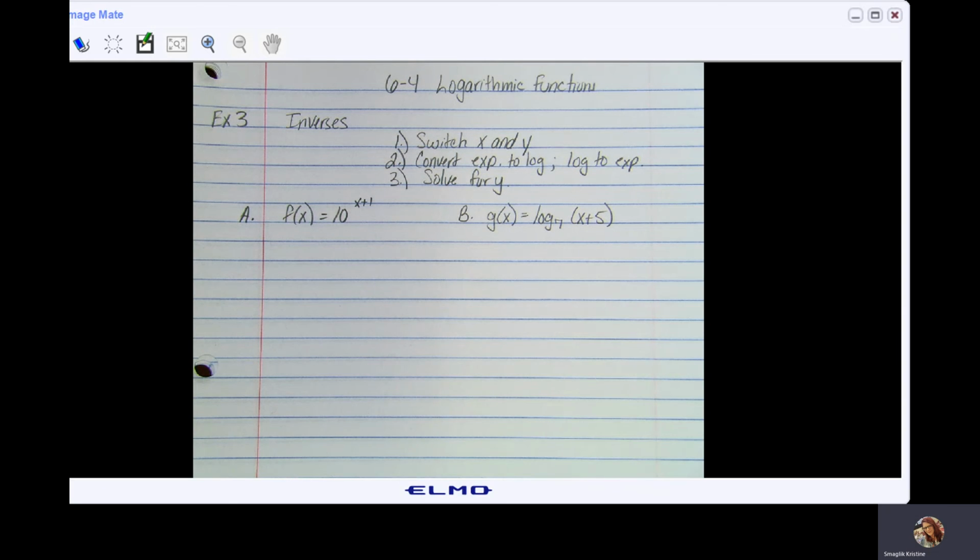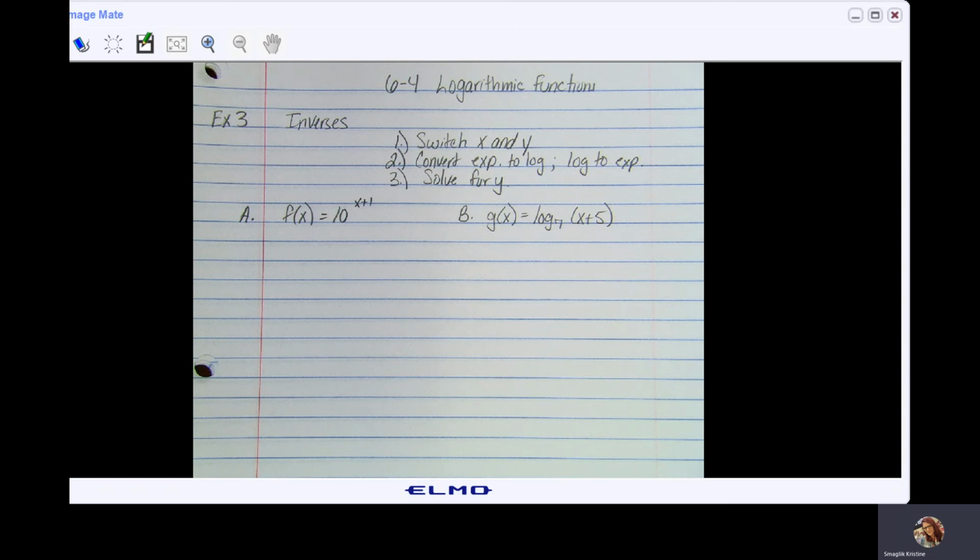Same process here, maybe a little bit of difference right there in step 2, but what you're going to do is you'll switch x and y. And then if you're in exponential form, you're going to convert it to logarithmic form. If you're in logarithmic form, you'll convert it to exponential form. Remember that logarithms and exponentials are inverses. We're going to then solve for y.